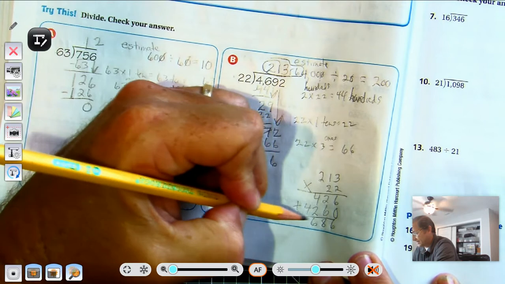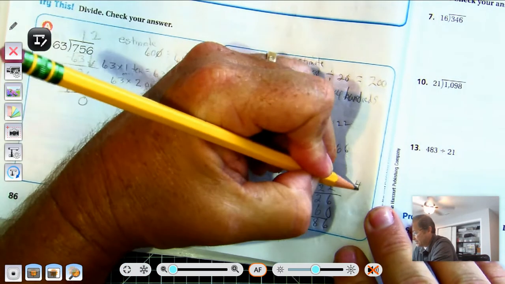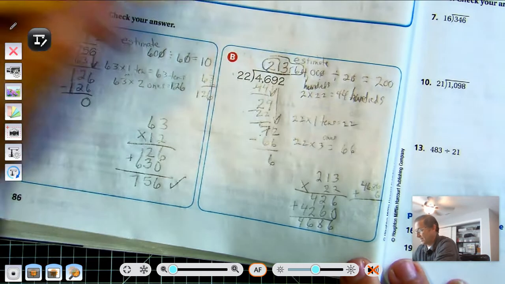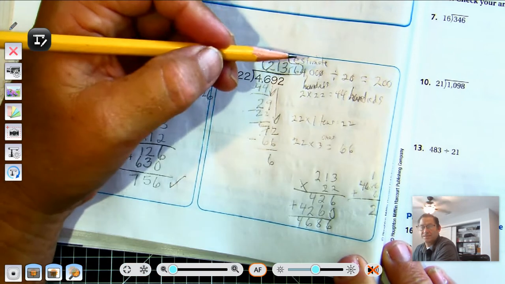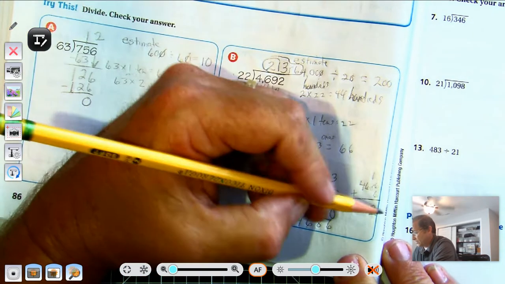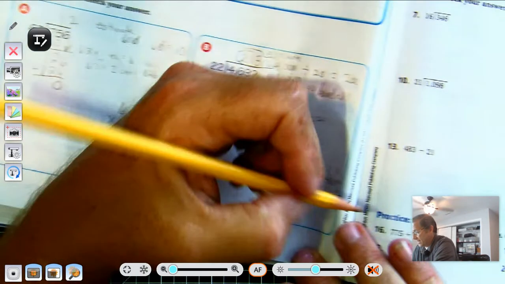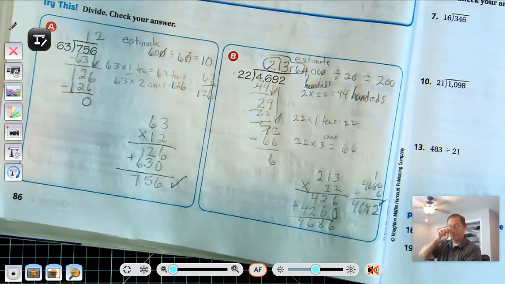6, 8, 6, 6. 4, I mean. So 4,686 plus the remainder 6. 6 plus 6 is 12. Regroup as 1 ten and 2 ones. 8 tens plus 1 ten is 9. So 4,692. And that does match our dividend. Okay, so let's move on.